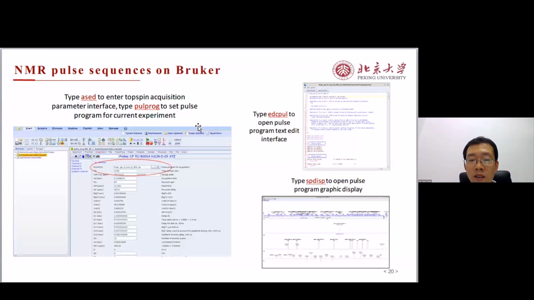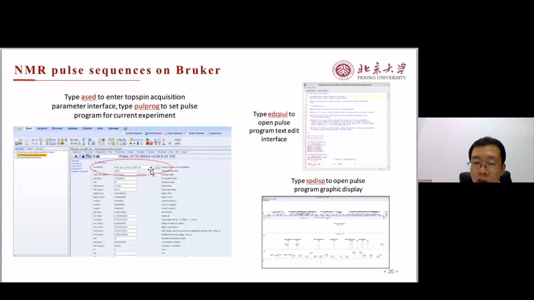Then I'll talk about the practical side of the pulse sequence. Most users use Bruker to run the experiments, so I'll just use the Bruker software as an example. In TopSpin, the Bruker software to operate the spectrometer, if you type the ASCD command, you enter the acquisition parameter interface. The first row is just the pulse sequence. You can also type pulse probe to set the pulse program.